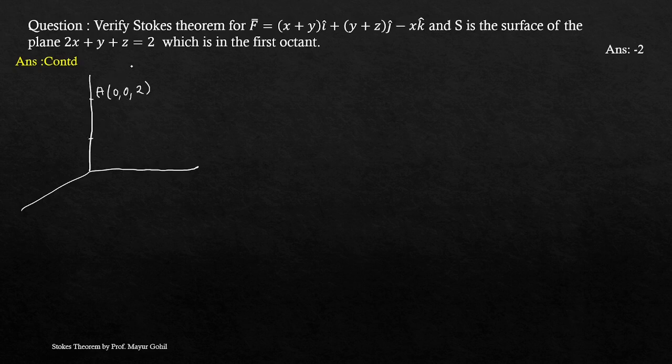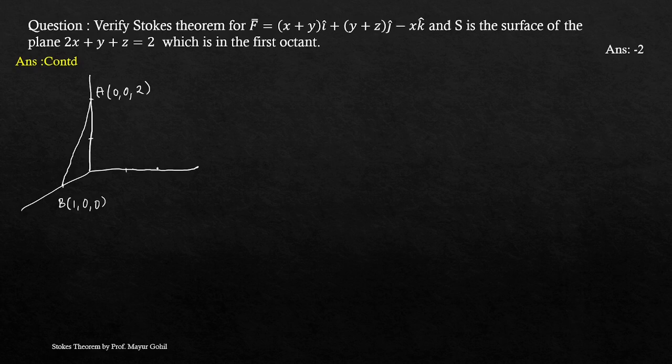Okay, now the next point is when you put y and z equals to 0, you get x equal to 1. So if I call this 1, let's call it B, this is 1 comma 0 comma 0, and let's join them. This is a point that we have. The next point that is there, if you put x and z equals to 0 in the equation of the plane, we will get y equal to 2.